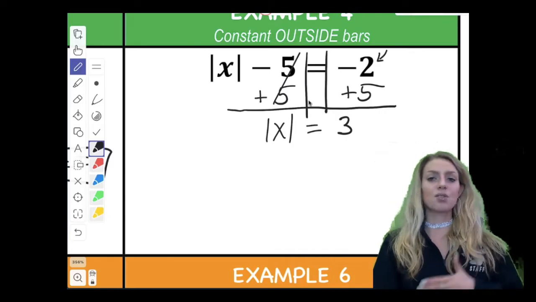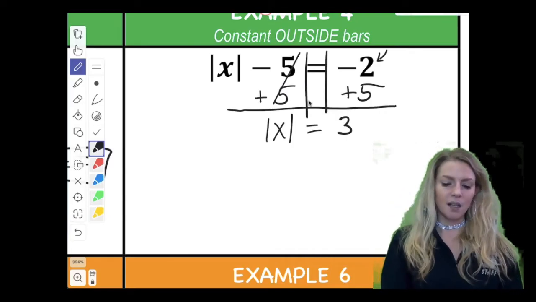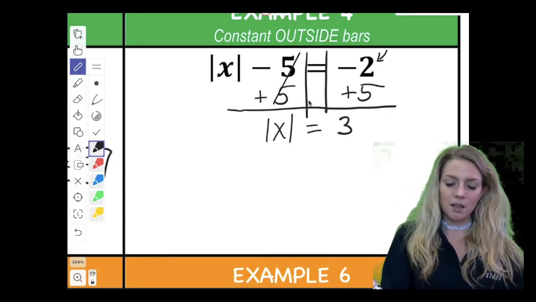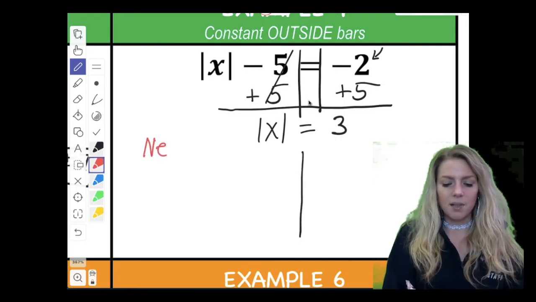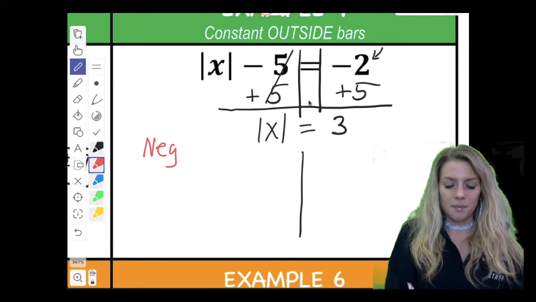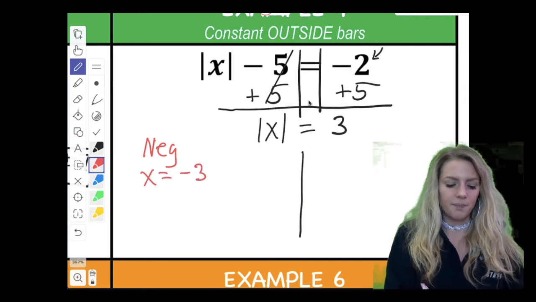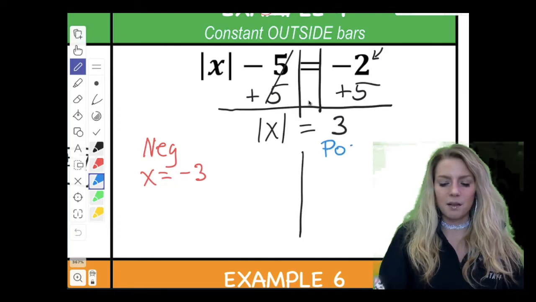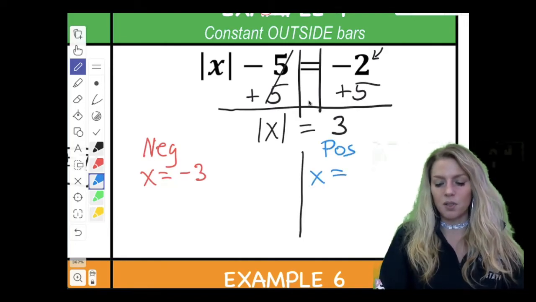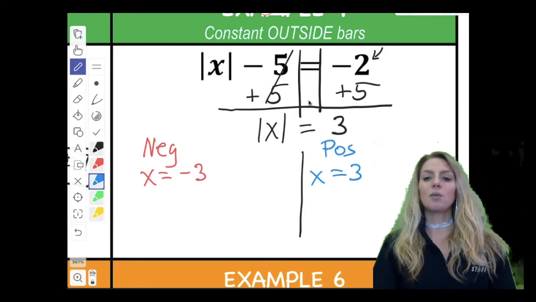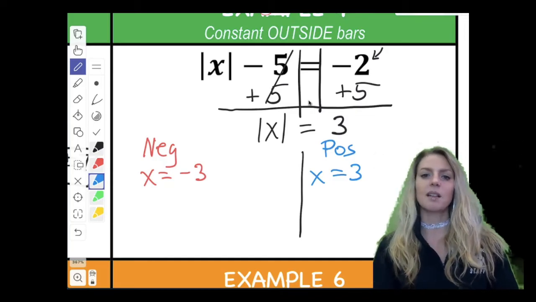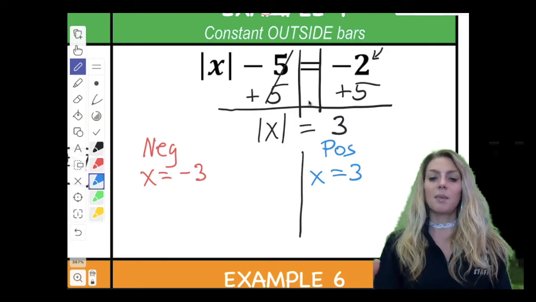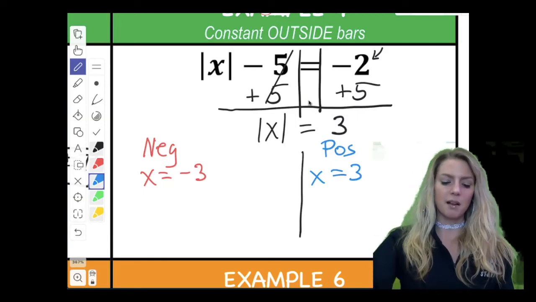And now again, this looks just like equation 1 and also like equation 3. So I'm going to split it. I'm going to drop the bars and put a negative solution, so I've got negative 3. And then I'm going to drop the bars and put a positive solution, which is 3. I'm going to, again, only check one of these. Actually, I'm not going to check this one because I think it's self-explanatory. I'm going to go ahead with example 5.